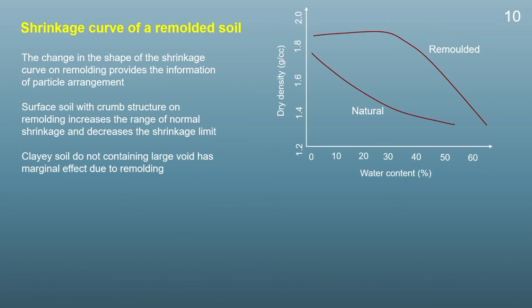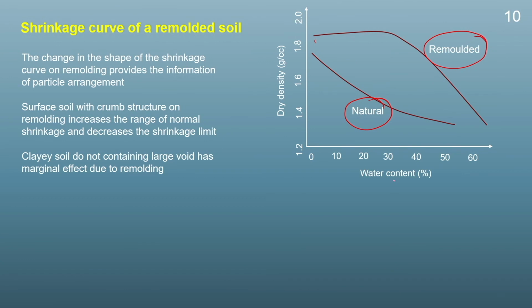Again, we need to see here that by remolding, the shrinkage curve of a soil changes. The change in the shape of the shrinkage curve on remolding gives us information about the particle arrangement and the fabric of the soil structure. So, here we can see this is a natural soil and this is a remolded soil, and this is the shrinkage curve for both the soils. So, due to this remolding of the soil, we can have two different types of shrinkage curve.